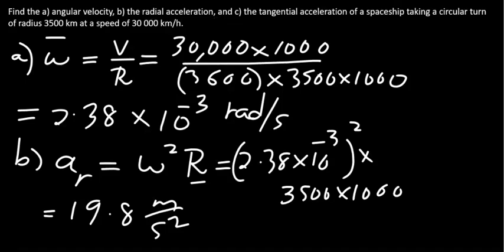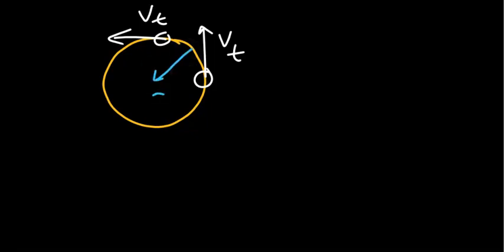Now part C, the tangential acceleration of the spaceship. In a circular motion, when an object makes a turn, let's say from here to there, with the same tangential speed, but its direction changes, that implies acceleration. But that acceleration is the radial acceleration that we have just calculated. That does not give rise to any tangential acceleration. So technically the tangential acceleration is 0 in this case.